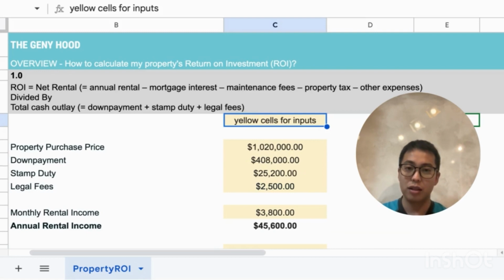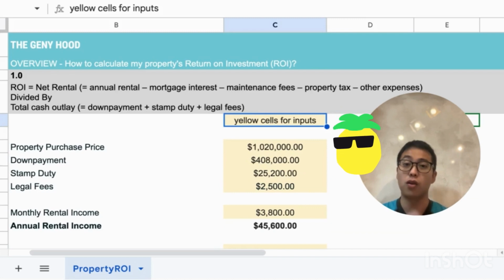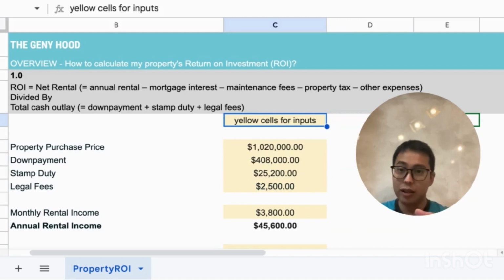Will be explaining to you what my wife has developed for me: how to calculate my property's ROI, return on investment. If you're interested to use the calculator, find the links below.